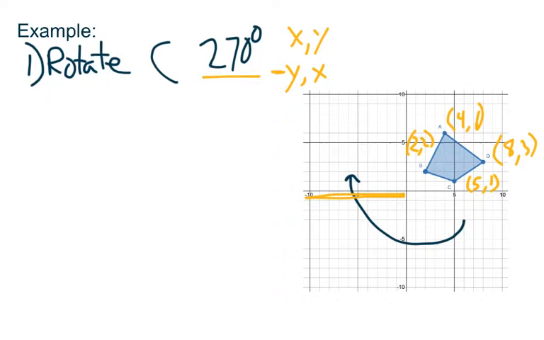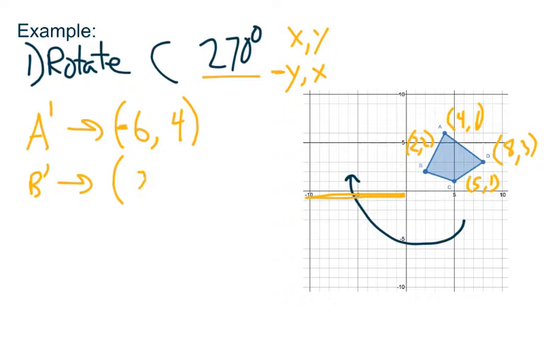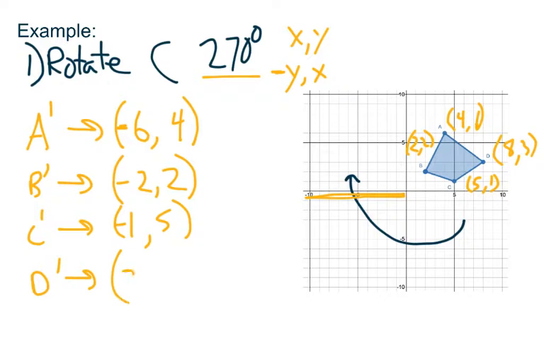Okay, so now what I have to do is take each one of these points and apply that rotation. So my new A is going to be 6, 4, swap the X and the Y, and make that first one negative. My new B is going to follow that similar pattern. Fortunately, this is pretty easy because it is 2 and 2, but that first one's got to be negative. My new C is going to be, again, 1, 5, switch the X and the Y, make the first one negative, and my new D will be 3, 8, first one negative.